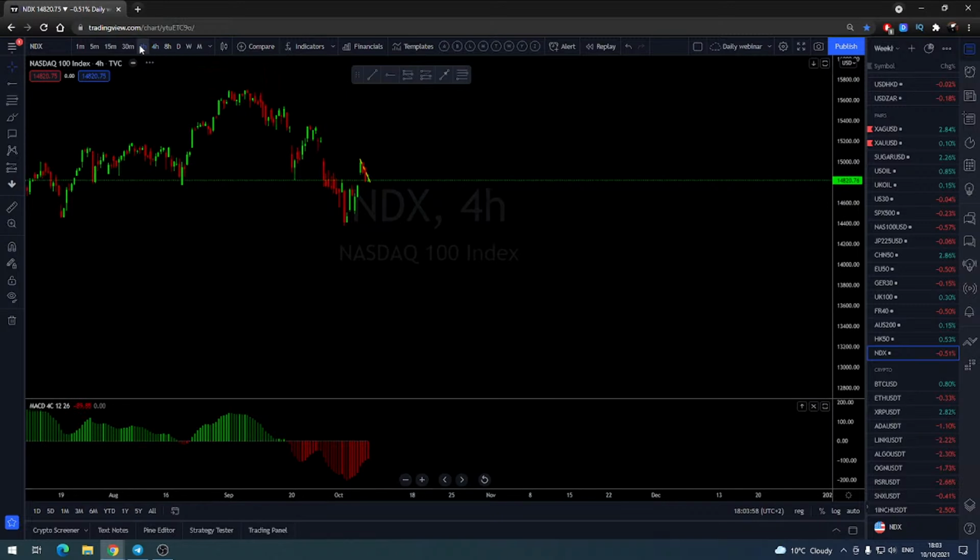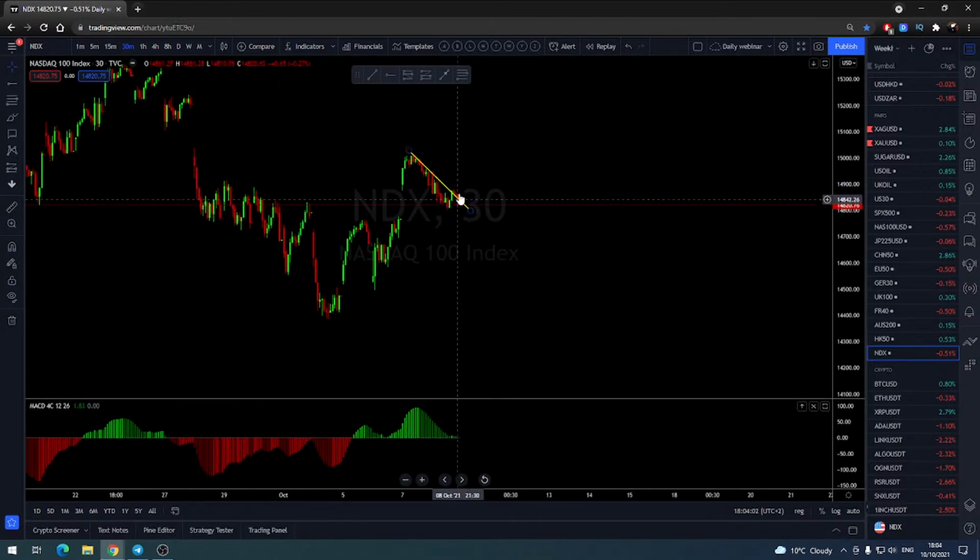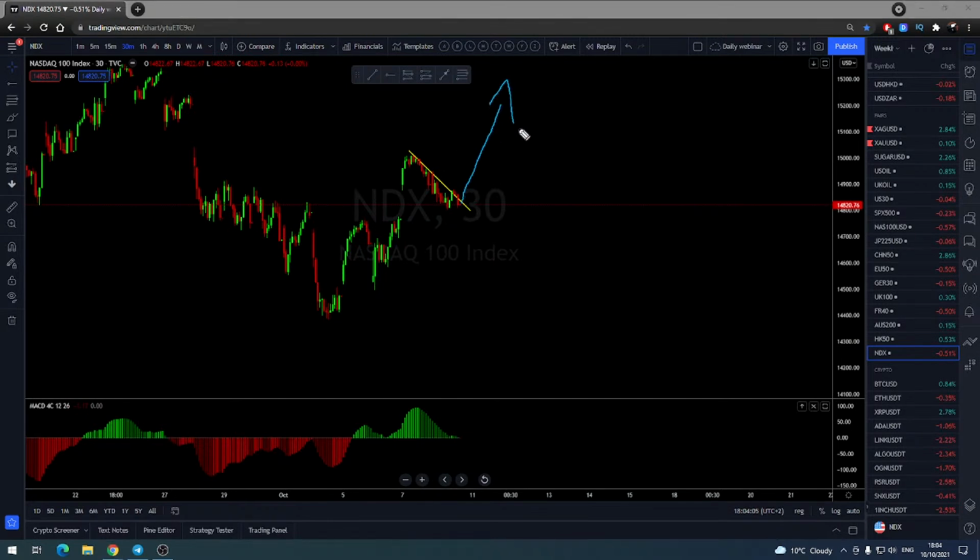And NDX, this one is looking good. There could be one buy setup, it's already in the making. So this could just push higher. If you have any strong break to the upside, you can consider taking that buy. It's a nice buy that is setting up over there.